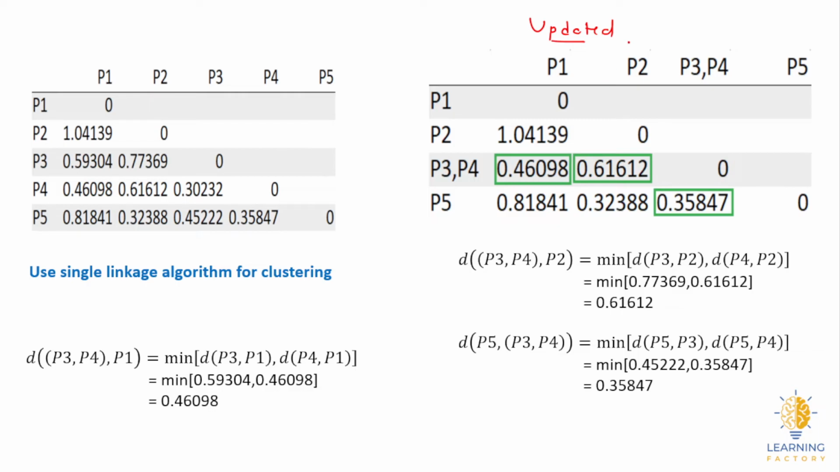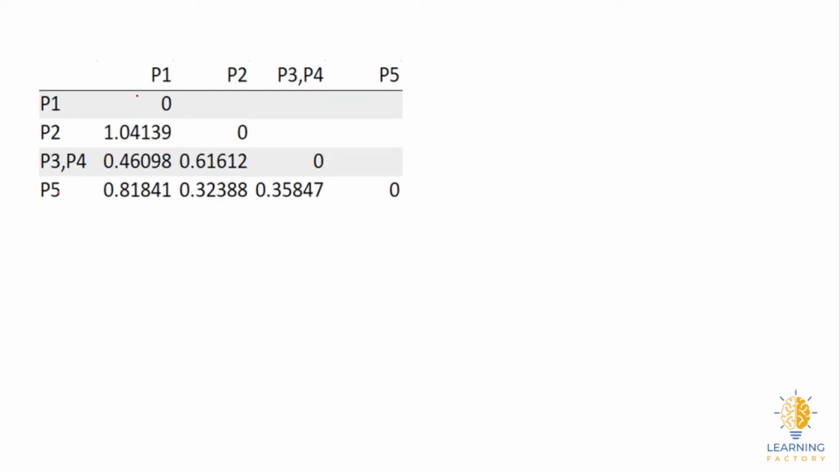So in the next step, we will be using this updated proximity matrix and will be following the similar steps. So let's see here now. This is our updated proximity matrix, right? Wherein we are having now this cluster of 2 points P3 and P4.